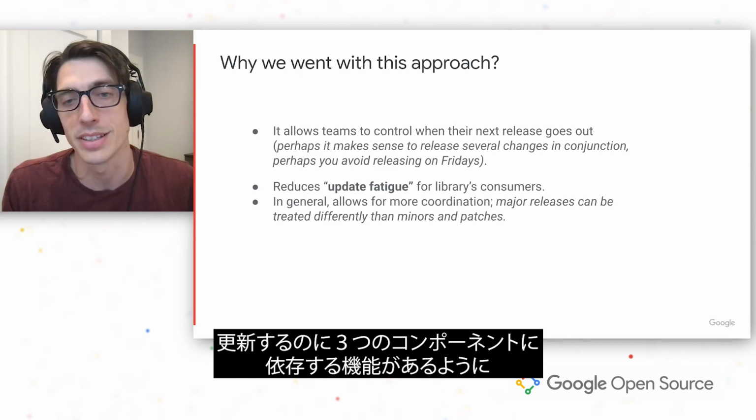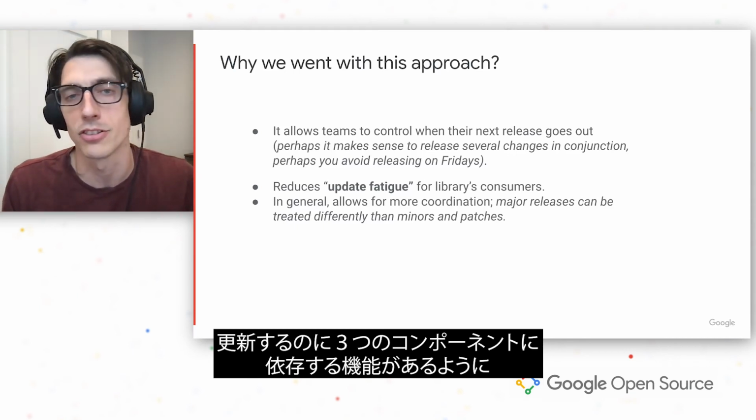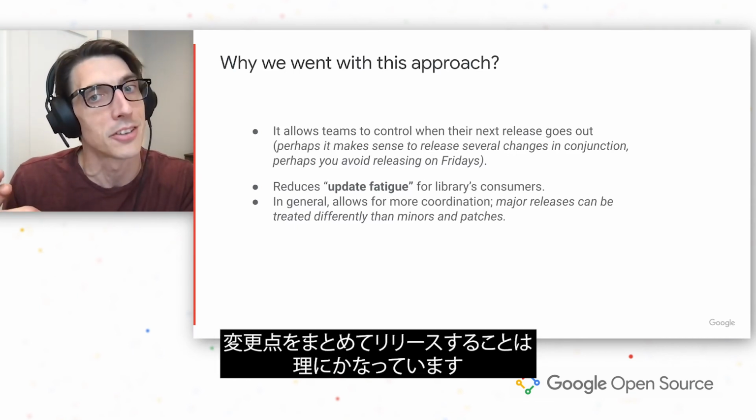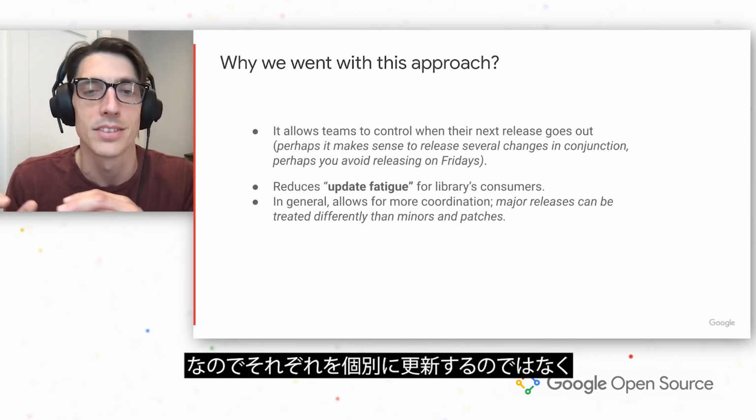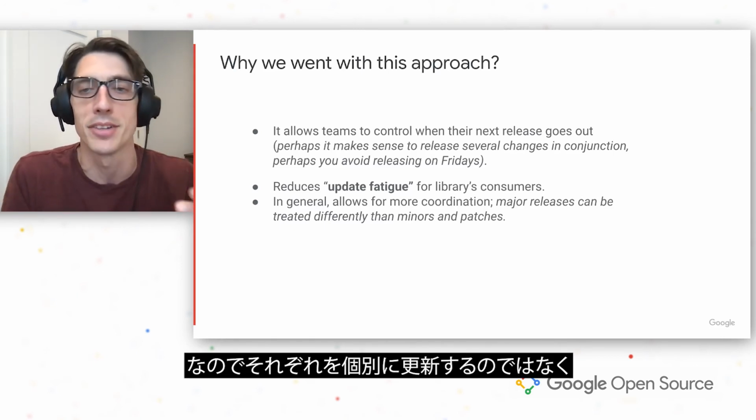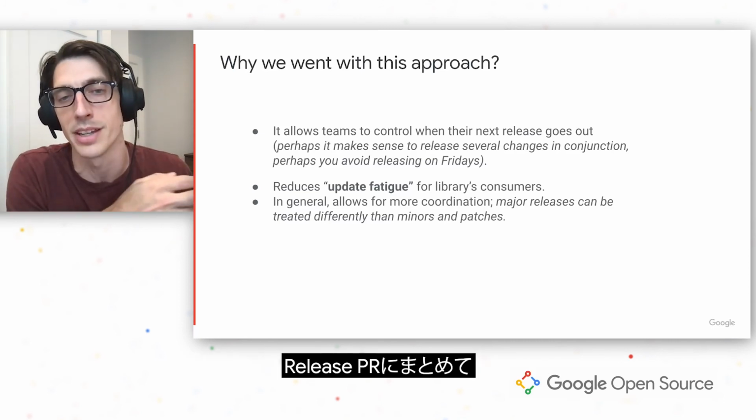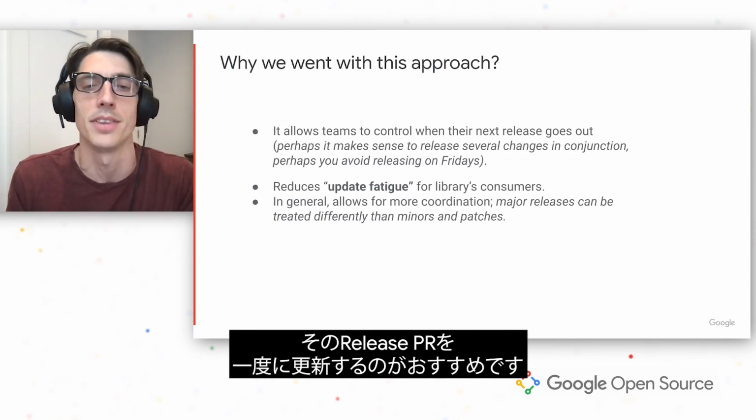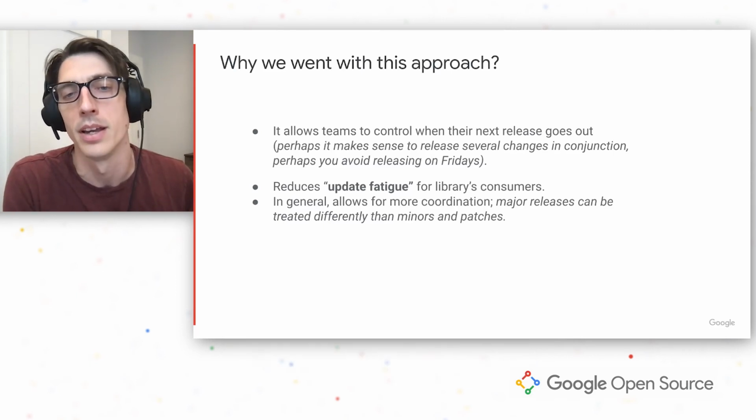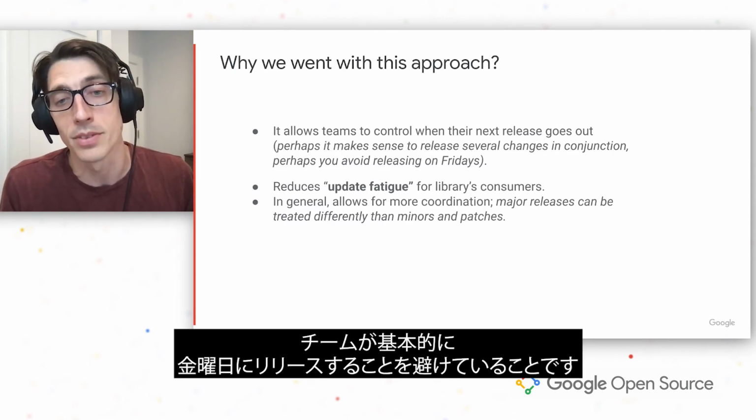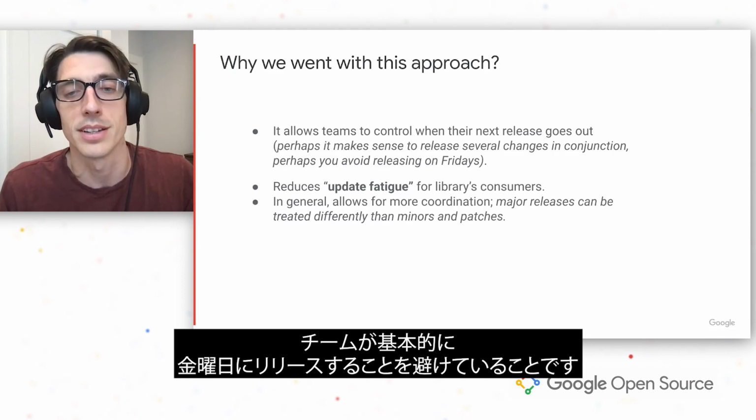Perhaps it makes sense to release several changes in conjunction. Like there's a feature that relies on actually 3 components to land. So rather than having to land each thing individually, you might want to collect them up in a release PR and then land that release PR all at once. Another reason for my team is we generally try to avoid releasing things on Fridays.